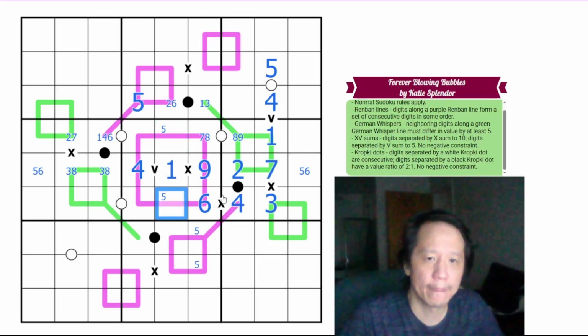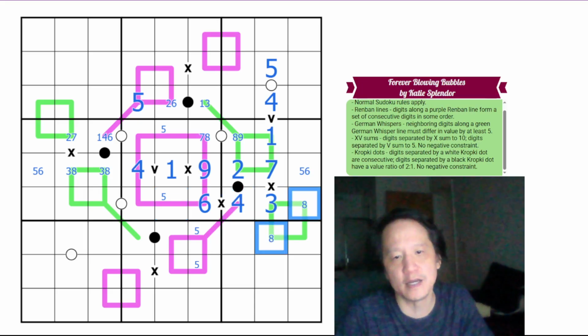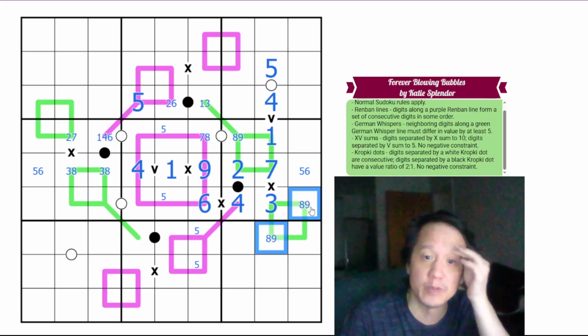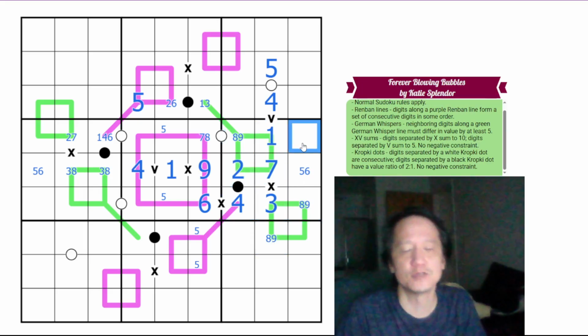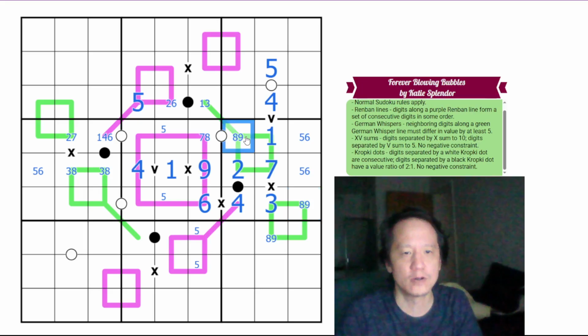Okay. Let's see. 3 can only be next to 8 and 9 on a German whisper line, so this is an 8, 9 possibility. Could be both 8 and 9. What is the remaining digit in this right central box? It must be 5 or 6 because we have an 8 and 9 pair here.